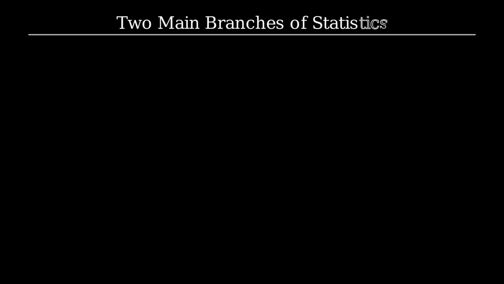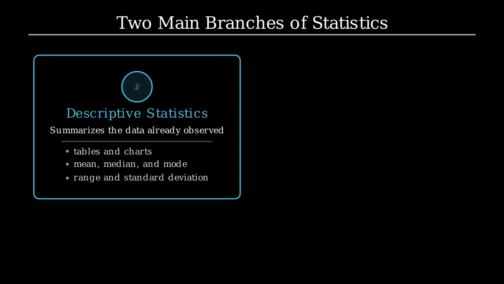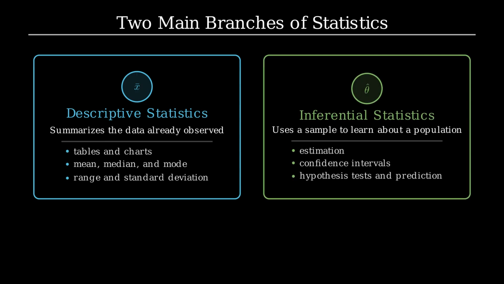Descriptive statistics summarizes data using tables, graphs, averages, and measures of variability. Inferential statistics uses information from a sample to estimate, test, or predict something about a larger population.